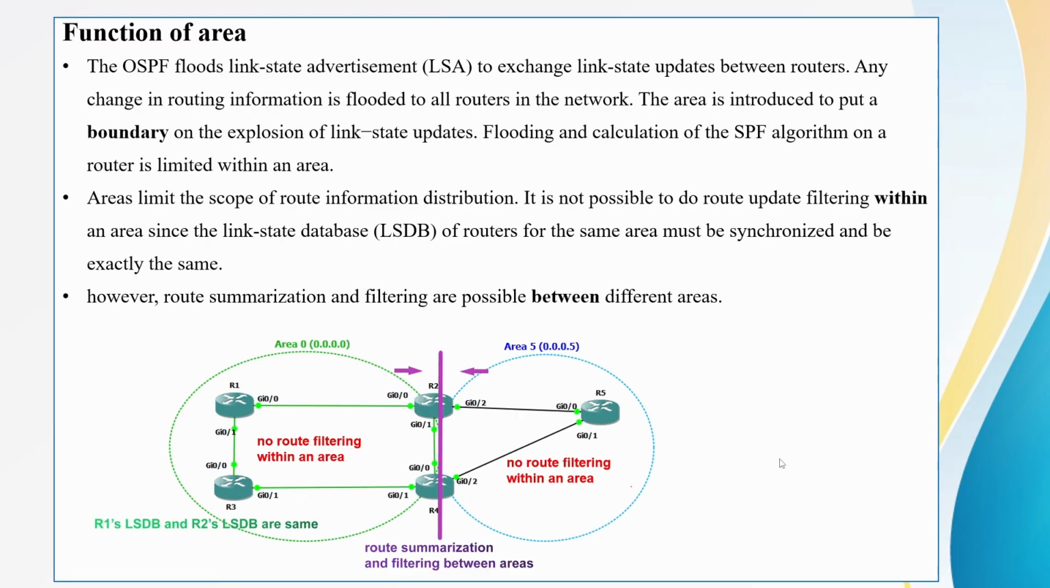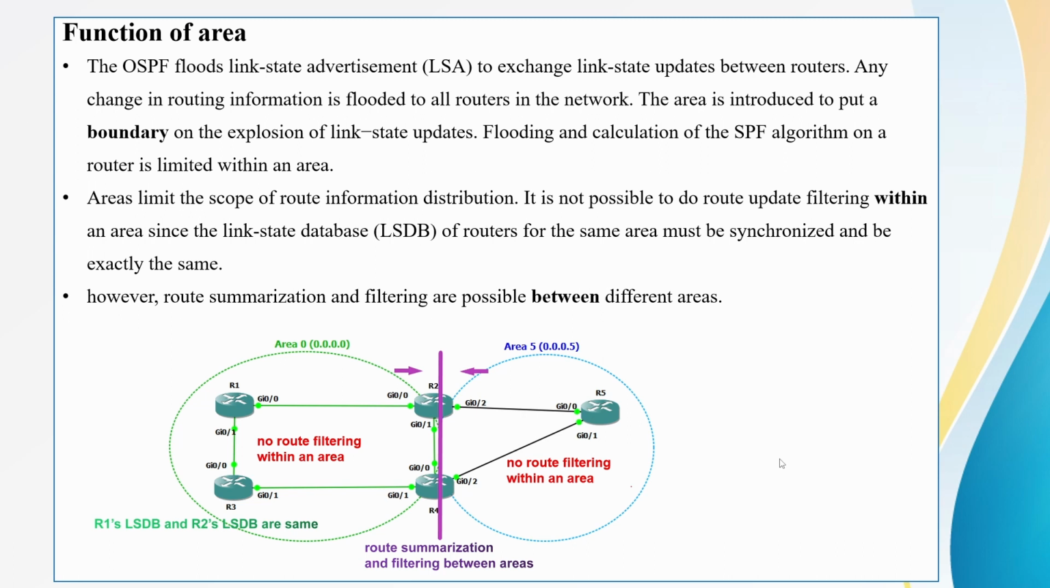Functions of the areas. OSPF floods link state advertisements to exchange link state updates between routers. Only changes in routing information are flooded to all routers in the network. The area is introduced to put a boundary on the explosion of link state updates. Flooding and the calculation of the SPF algorithm on the router is limited within an area. Areas limit the scope of routing information distribution.